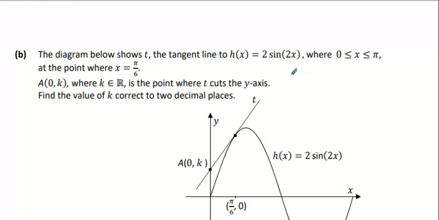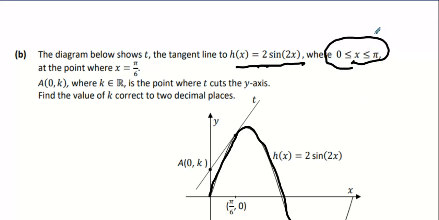And there's a function, see this function here, h(x), that's the curvy function there that goes up and down. Please be reminded that your calculator will need to be in radian mode because this is done in radians because of the pi. Okay.